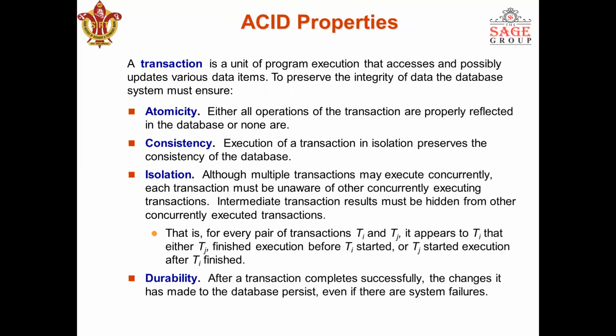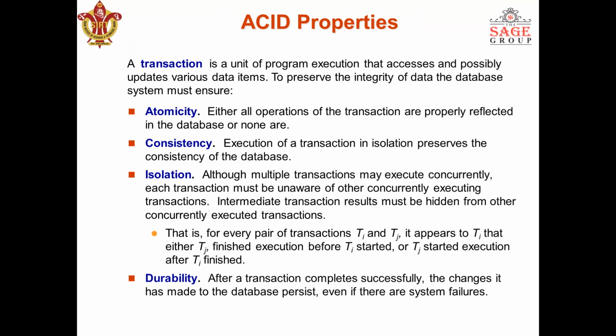If we talk about a transaction, the transaction works on ACID properties, that is atomicity, consistency, isolation, and durability. The atomicity property requires that either all the operations of the transaction are properly reflected in the database or no operation will be performed. The consistency property says that execution of a transaction in isolation preserves the consistency of a database.